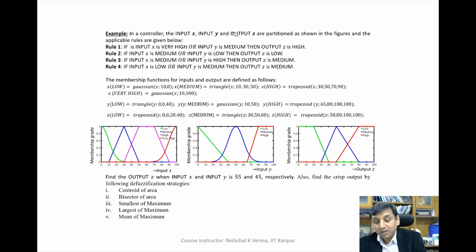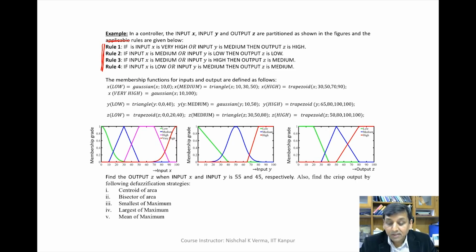The rules that are there for this model, the available rules, are available here. So we have four rules that are available. So we have rule number 1, and then we have rule number 2, rule number 3, rule number 4.